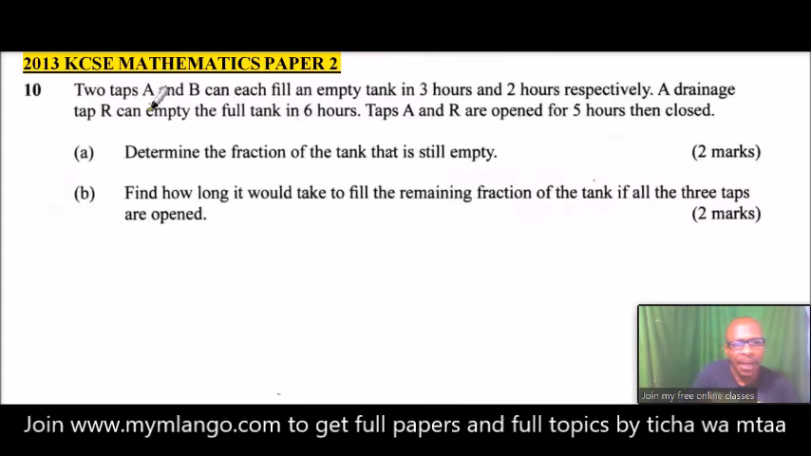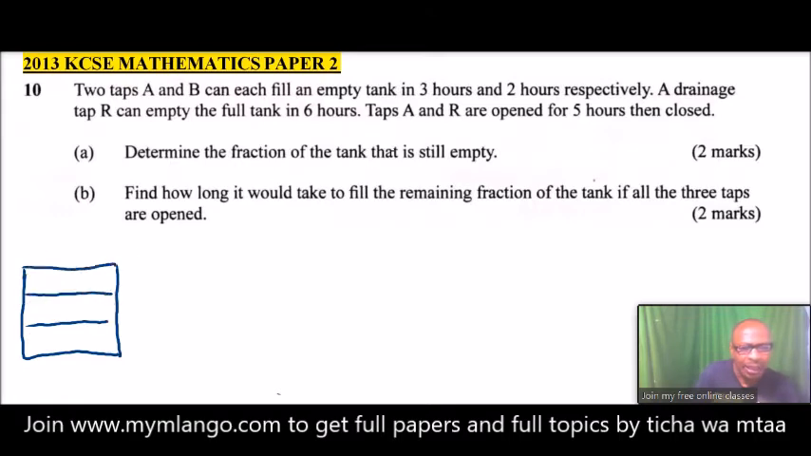Now, we are told tap A fills the tank in 3 hours, tap B fills the tank in 2 hours. What that means is that if we draw a sample tank here like that, and we divide it into 3 equal parts, it means for tap A, this is 1 hour. It will fill a third of that, another hour, and this is the third hour. So in 1 hour it will fill a third of that tank.